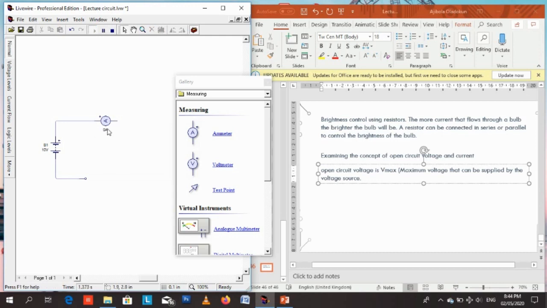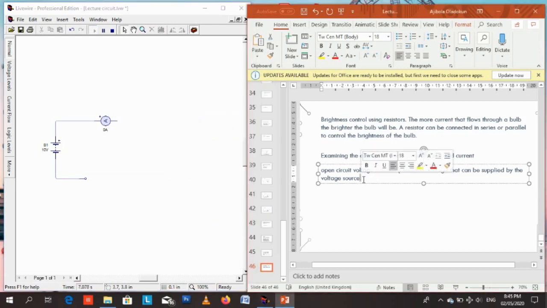It reads 0 amps. So when there's not a closed circuit, when there's not a complete path for current to flow, you have open circuit current, and open circuit current is 0 amps. It's always 0 amps, because when there is no direct connection between the positive and the negative terminal of a battery, current cannot flow, because current flows from the positive terminal of a battery to the negative terminal of the same battery or of another battery in a peculiar case.